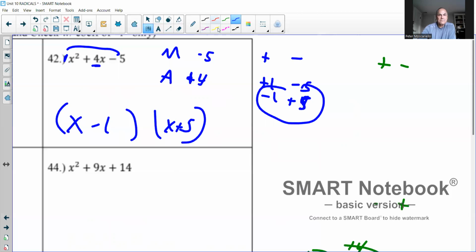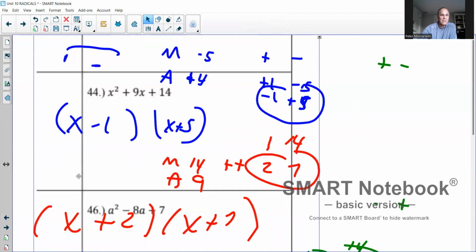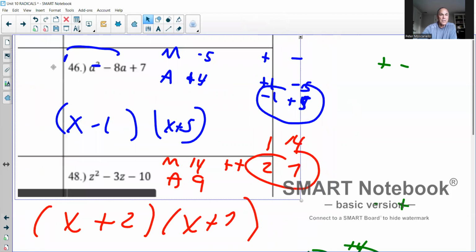Next one multiplies to 14, adds to 9. To multiply to a positive 14, add to a positive 9, it's a plus and a plus. So 1 times 14 or 2 times 7. It's the one that adds to 9, x plus 2, x plus 7. There you go. Is there more here? Yeah, there are more here.